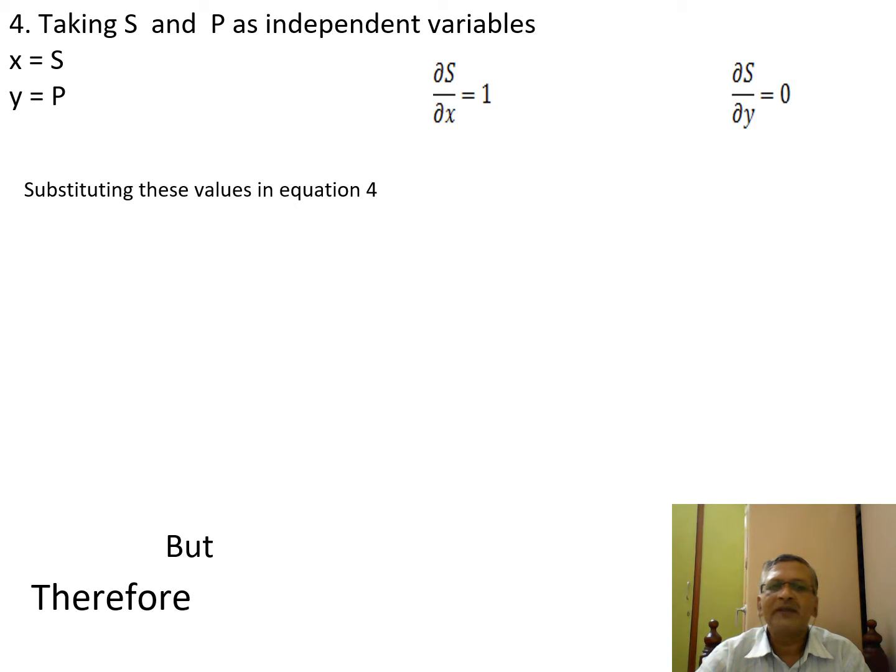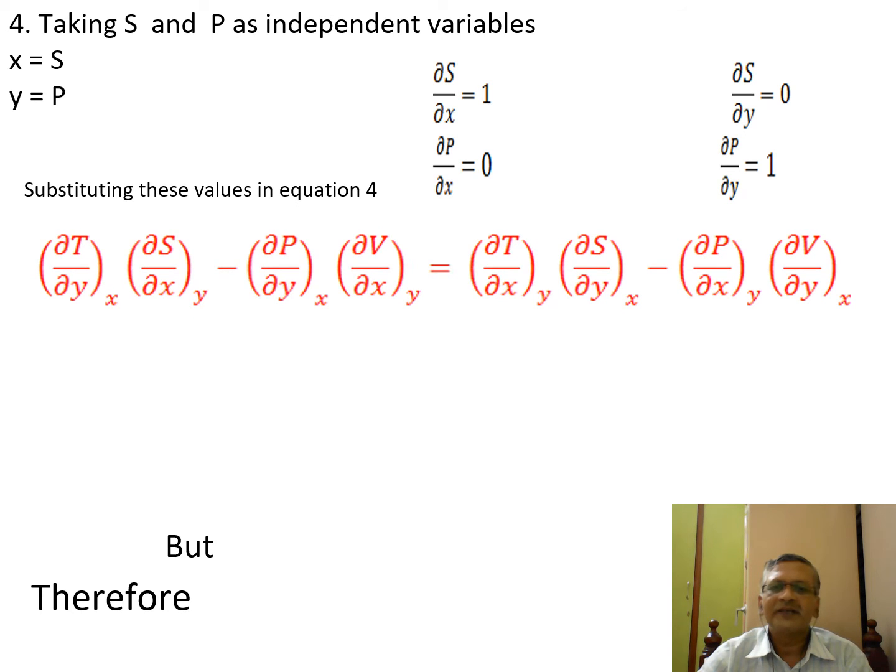Therefore dou S upon dou x is 1, dou S upon dou y is 0. Now we differentiate P with respect to x and y. With respect to x it is 0, with respect to y it is 1. So dou P upon dou x is 0, dou P upon dou y is 1. Substituting these values in the generalized thermodynamical equation, we substitute one by one. Dou S upon dou x is 1, so the first term, dou S upon dou x keeping y as constant, is 1, therefore the remaining term dou P upon dou y keeping x as constant remains.